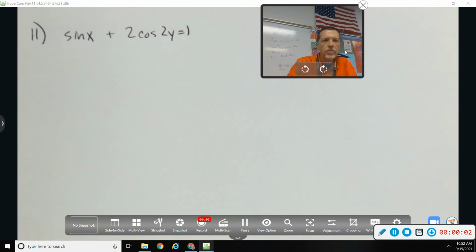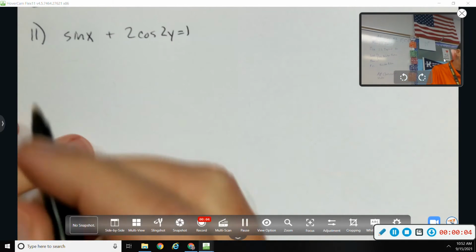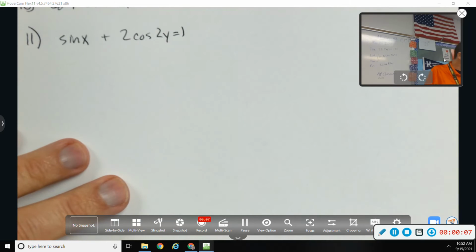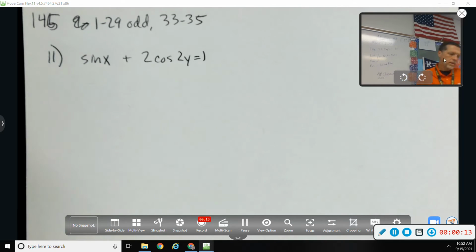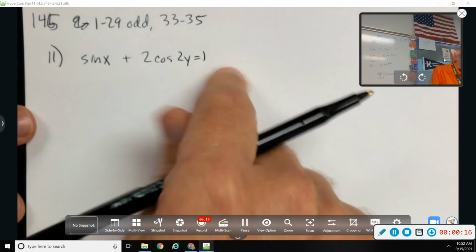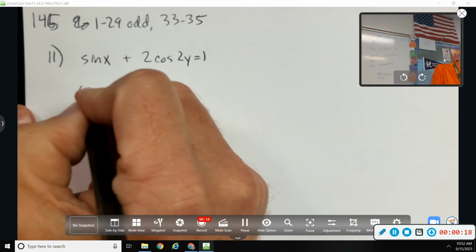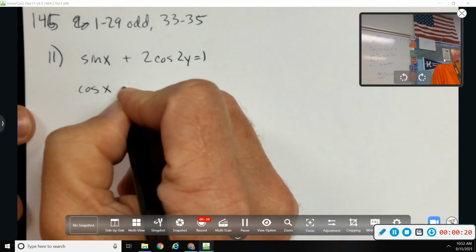So from page 145, we'll go over a few of these. Number 11. And the instructions just say find dy dx by implicit differentiation. Take a derivative. So I'm going to take a derivative of each piece. Derivative of sine is cosine. That part was easy.